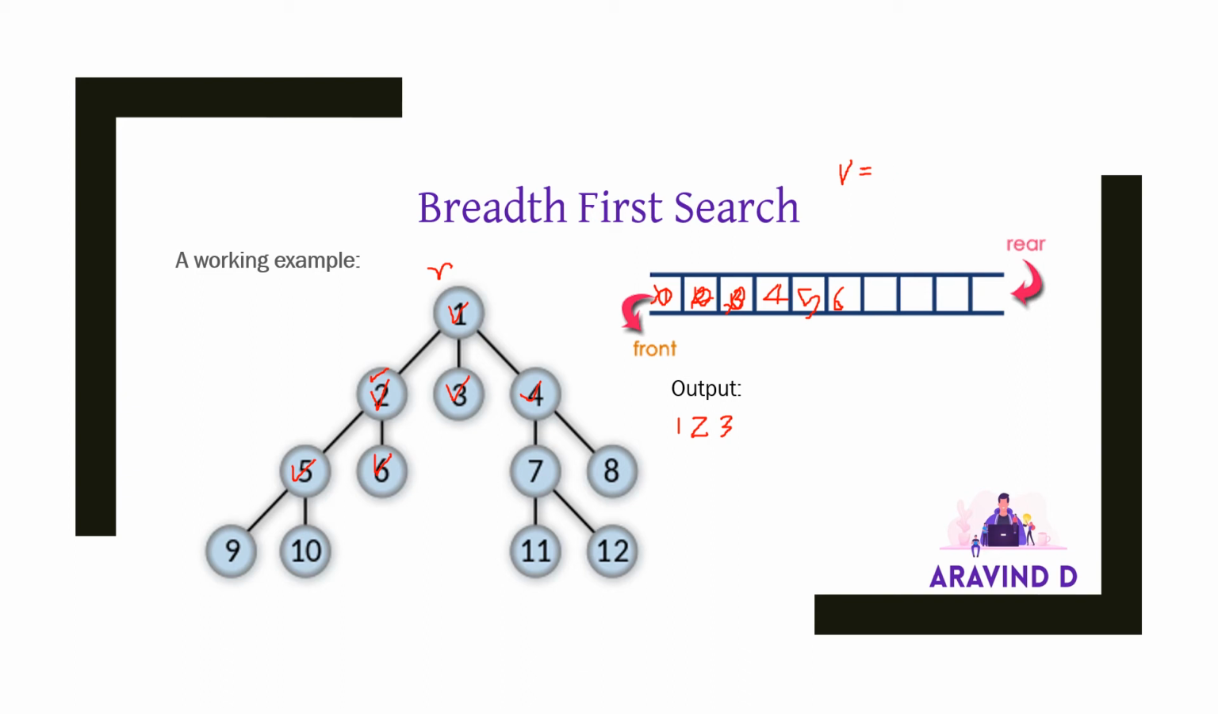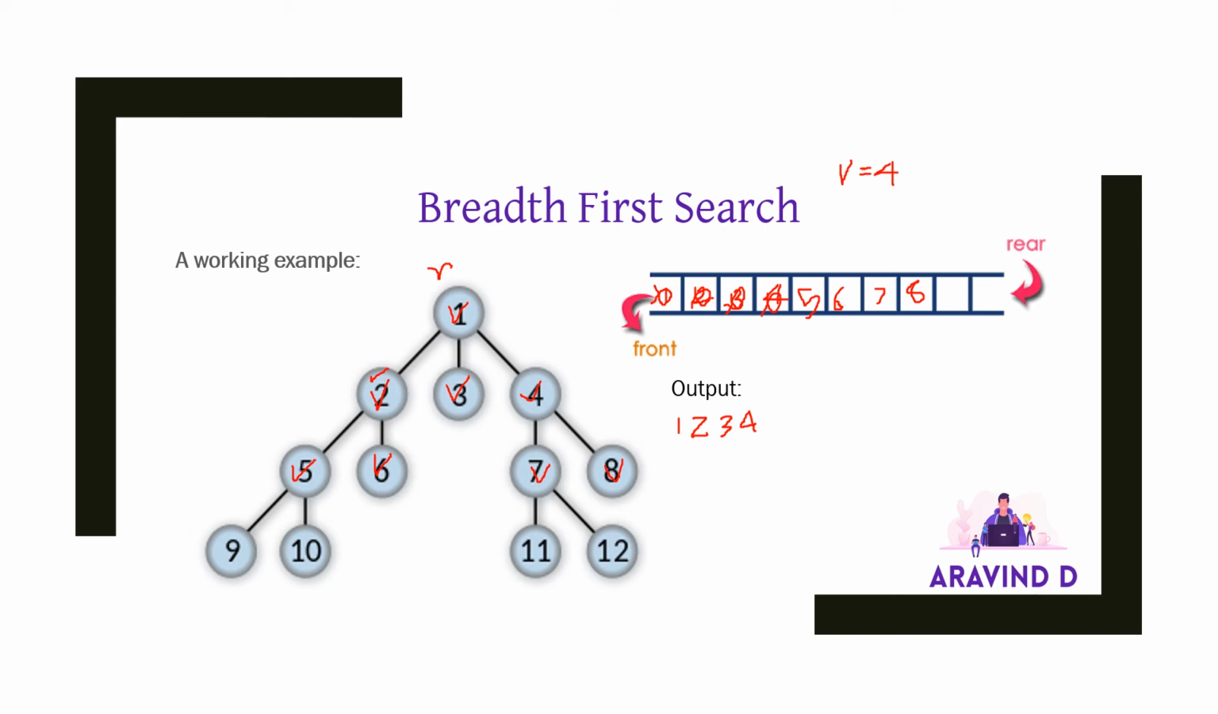So we are going to repeat the process again, and we are going to dequeue the number 4 and store it in the variable v, and also we are going to print it. Now we have to enqueue all the adjacent nodes to 4 that are not yet visited. So we are going to enqueue 7 and mark it as visited. We are going to enqueue 8 and mark it as visited.